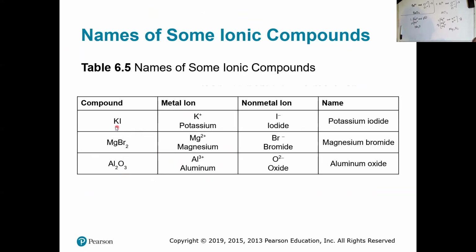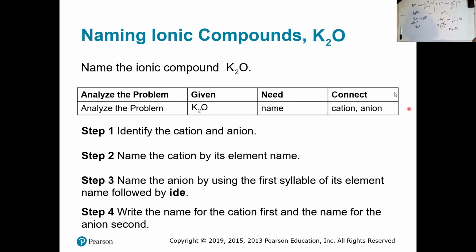So these are just some examples. For KI, K is your metal, iodine is your nonmetal. So to name it, we would name the metal first, potassium, and then we'll take the first syllable of the nonmetal and change the ending to IDE. So it's potassium iodide, right? This is magnesium, this is bromine. So for the magnesium, we just leave the name alone. For the bromine, we keep the first syllable and we change the ending to IDE, and then the name is magnesium bromide. All right. So let's look at some examples of naming.